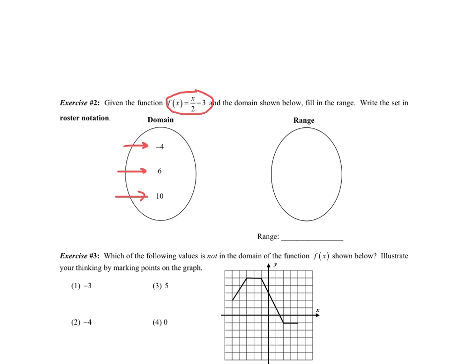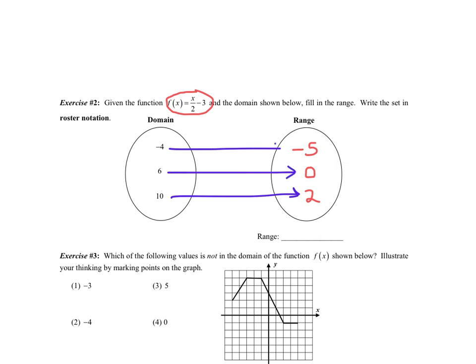Well, let's see, if x is negative 4, divided by 2 would be negative 2, minus 3 would be negative 5. If x is 6, divided by 2 is 3, minus 3 is 0. And if x is 10, divided by 2 is 5, minus 3 is 2. Now with a mapping diagram, a lot of times what you'll see is arrows or lines connecting the domain point to the range point. Not a big deal.